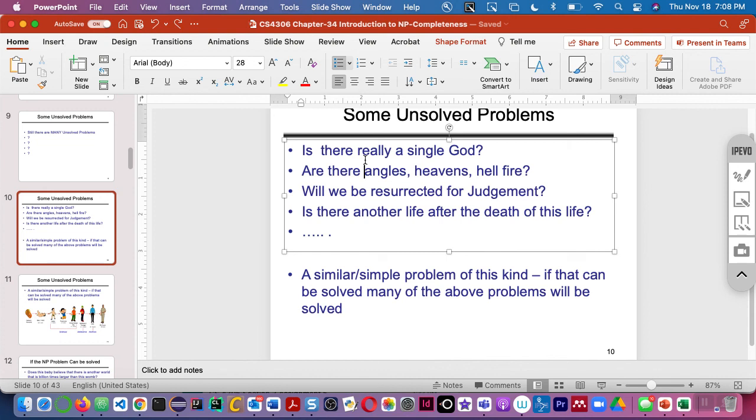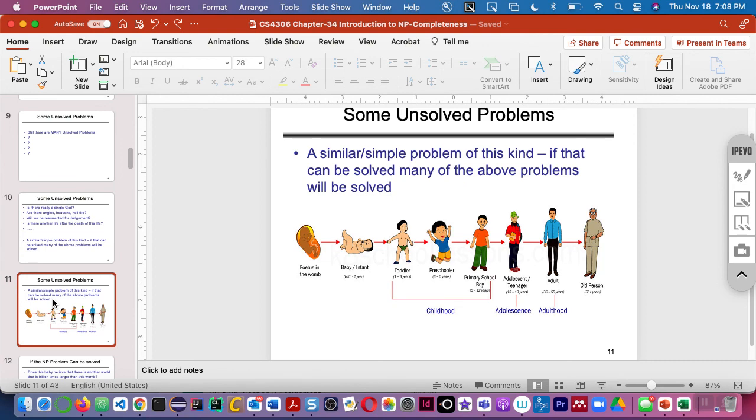And when some or all of these problems are solved, many other problems will be solved, as I said, right? People will not commit crime, people will not kill each other, okay? People will not steal each other's money and property. So this world will be a utopia. Okay, this is the main theme for NP completeness.